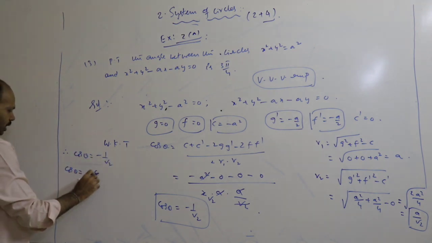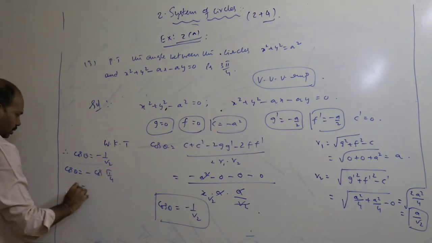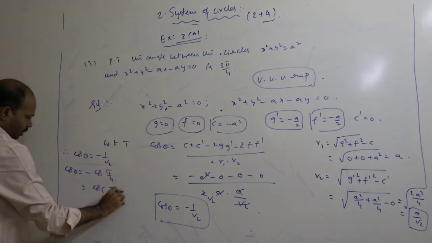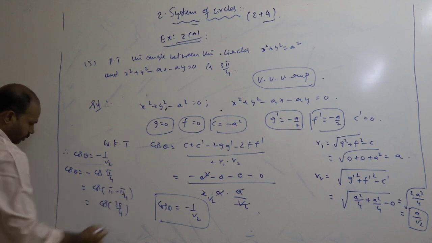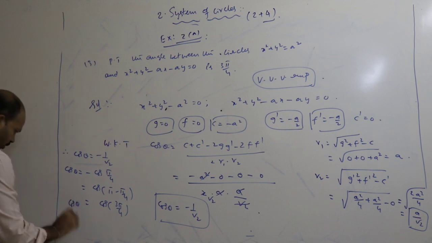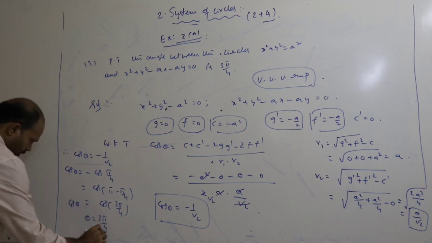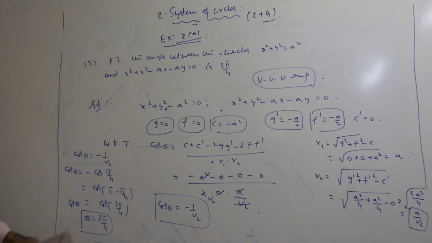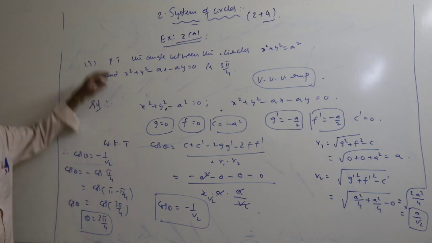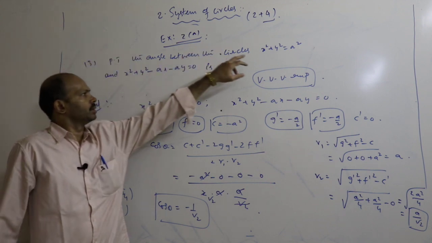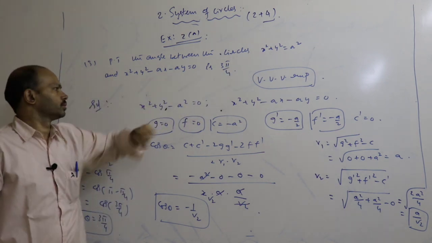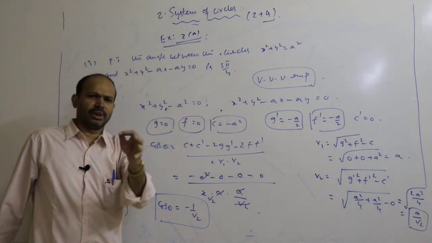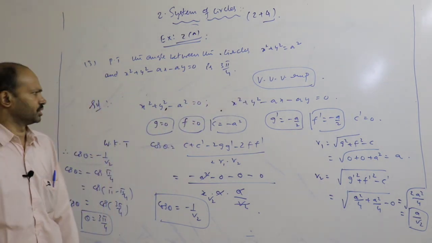Cos theta is equal to minus cos pi by 4. This is cos of pi minus pi by 4, which is cos of 3 pi by 4. That is the value of cos theta. Then the angle between the above two circles, he is asking to show that it is 3 pi by 4. Show that the angle between circle 1 and circle 2 is equal to 3 pi by 4. So very important, repeated number of times in final examinations.